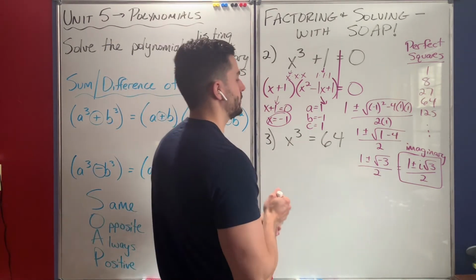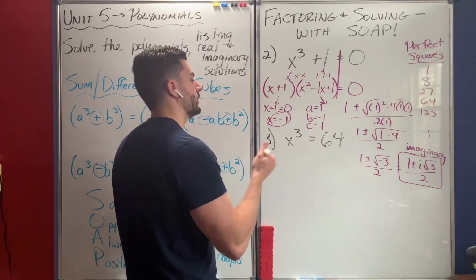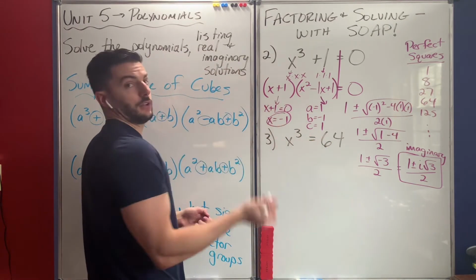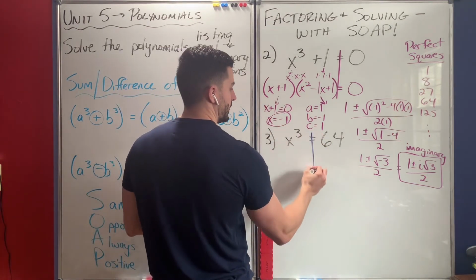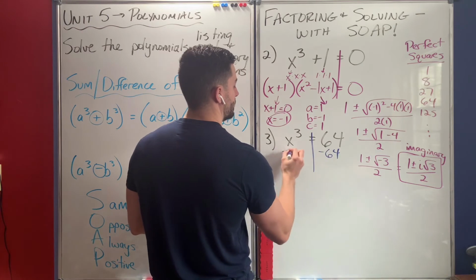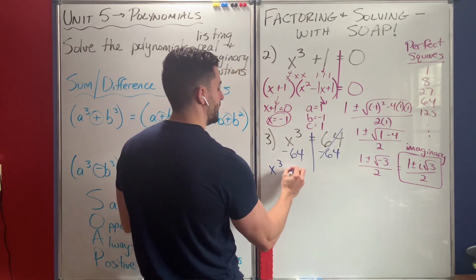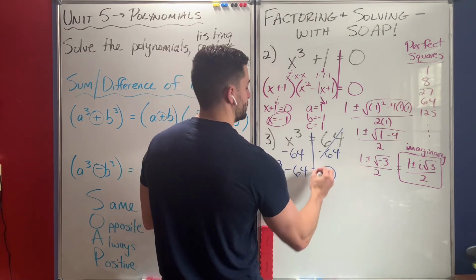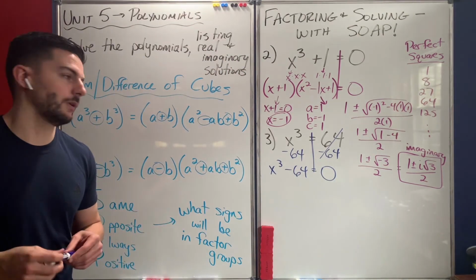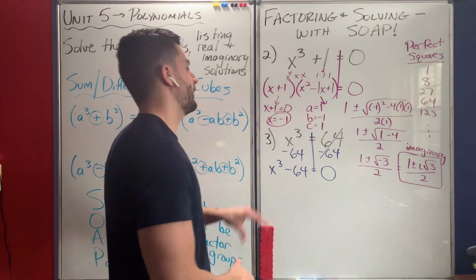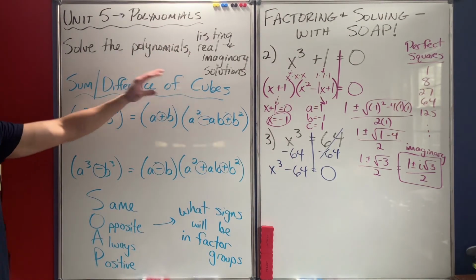Number 3 says x cubed equals 64, okay? So in this case, again, not all the terms are on the same side, right? So I would want to minus the 64 first, right? So that it becomes x cubed minus 64 equals 0. Okay, so that's a good step one. You always want to do that first. And now it is a difference of cubes, right?